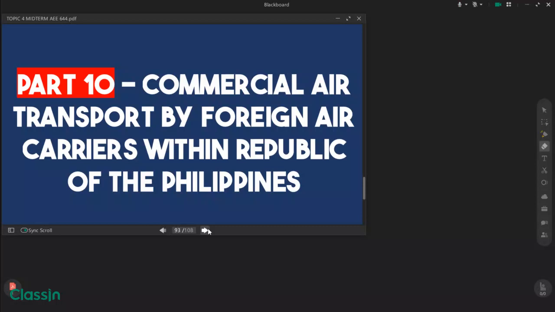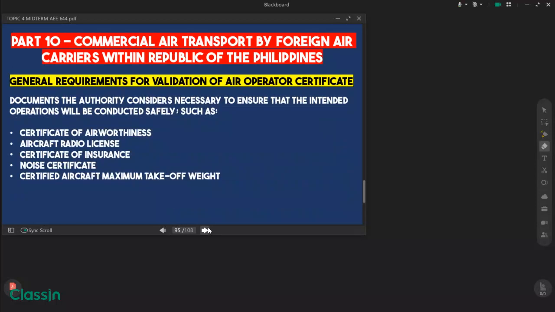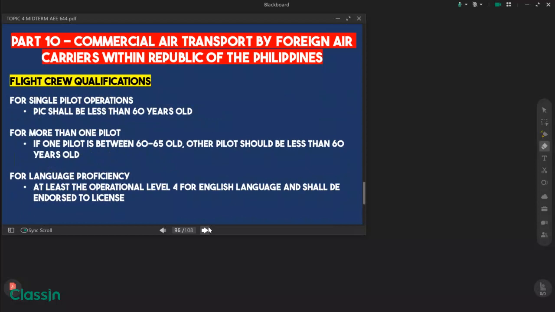So, for commercial air transport by foreign air carriers within the Republic of the Philippines, ito not so important naman. Ito, flight crew qualifications. For single pilot operation, the pilot in command shall be less than 60 years old. Ibig sabihin nito, ito yung mga aircraft or mga airline company, foreign airline company na nag-ooperate sa Philippines. So, the pilot in command shall be less than 60 years old for single pilot. Okay, so yung single pilot, isa lang yung piloto.